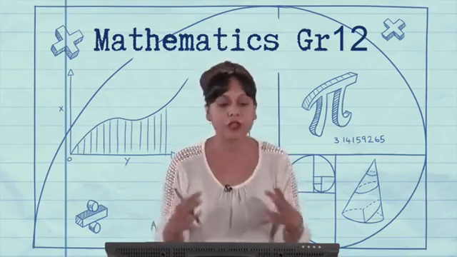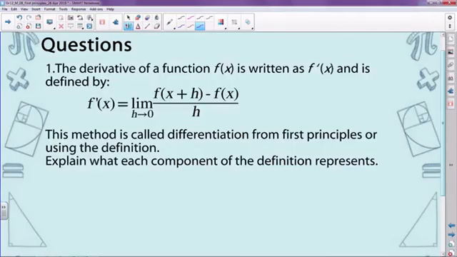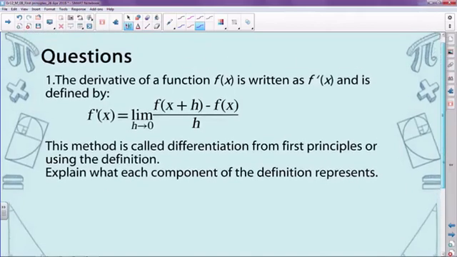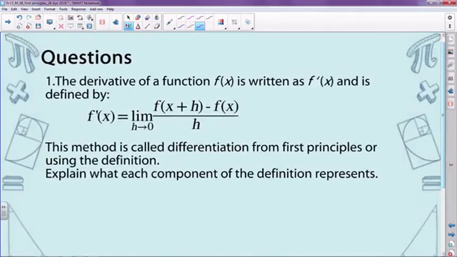All right, so we start by looking at the derivative function, and this is the formula that you would all be used to by now if you've been doing first principles. When you get this formula, it's called differentiation from first principles or using the definition. And I said to you, explain what each component represents. All right, so let's go through it one by one.